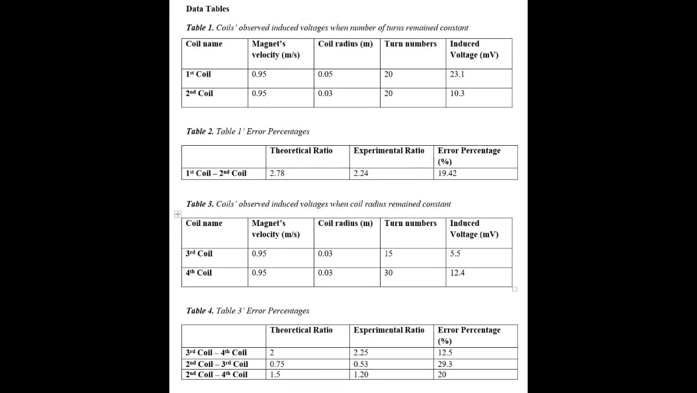In table 1, it can be seen that when the radius of the coils increases, induced voltage is increased too. And in table 3, it can be seen that when the number of turns is increased, induced voltage is increased too. However, there were some experimental errors which can be seen in tables 2 and 4, which are likely caused by deviations in coil placement and dropping the magnet, which can cause differences in magnet speed, and also problems in connections or environmental factors caused by non-perfect conditions.